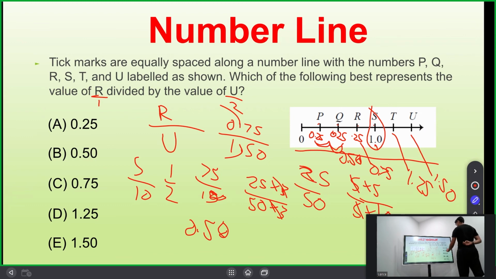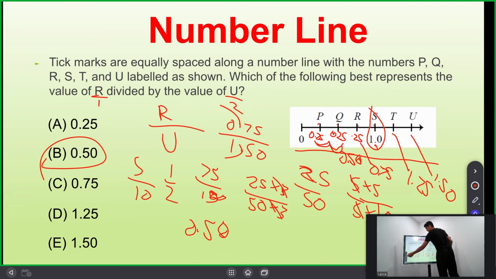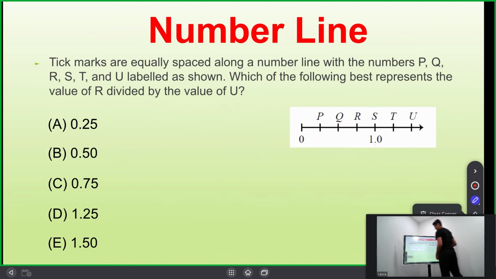So here we can see that the answer is B. We got 0.50, and this is how we solved it. That's the answer for this number line. Now we're going to go over a second method of how we could have done this, which is also way easier, and we wouldn't need any calculations like what we just did. That way is really long, and if you have a short amount of time, it would take a lot of time to do.